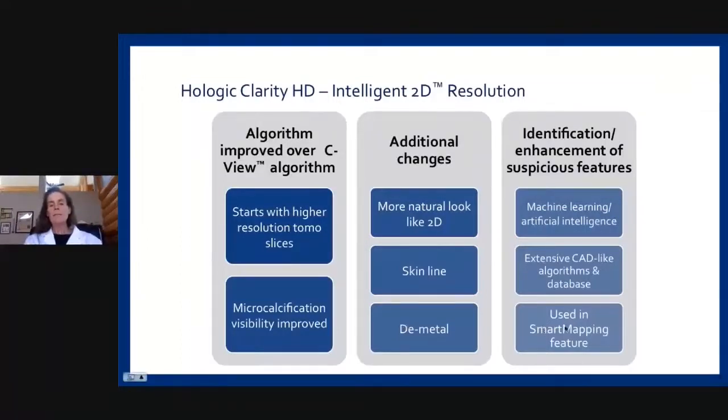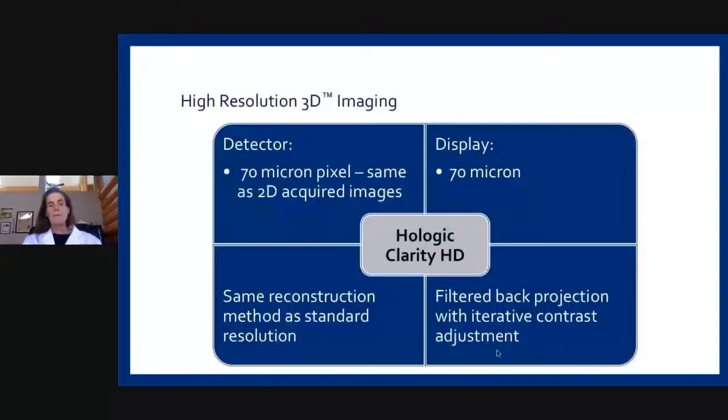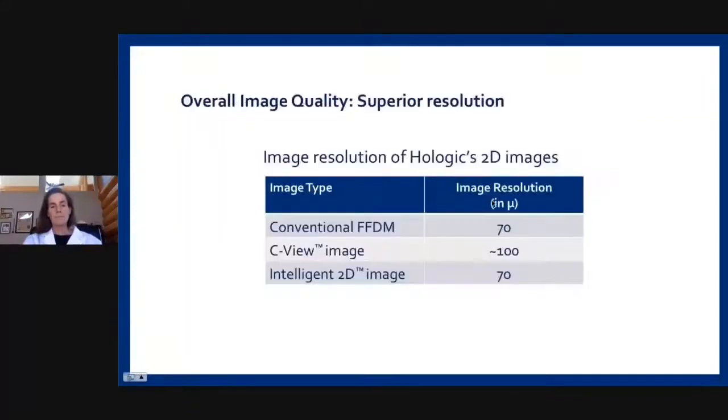The other really nice thing is the smart mapping feature, which we'll discuss a little bit, to allow you to quickly identify where lesions are on the mammogram. So again, Clarity HD, the high resolution intelligent 2D, is the 70 micron. And it's going to give us a really nice picture and image for our patients.